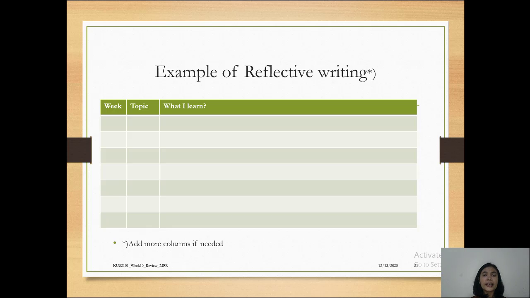So this is an example of a reflective writing. I see over here from week 1, how do I learn it and what I learn, and you can add more columns over here. You can say how I progress and what can I do better. Or you can make it in a different form, maybe in the form of paragraphs. So you do a diary entry for a reflective writing over the progress of your English course.